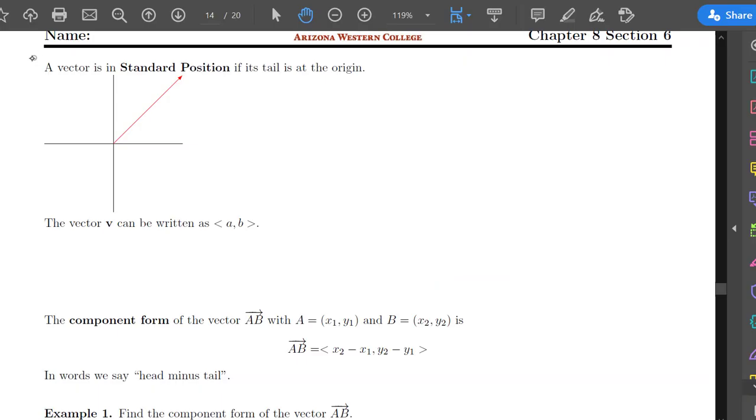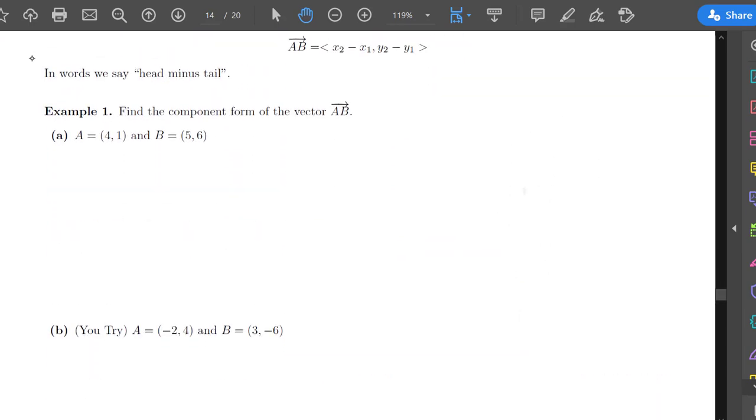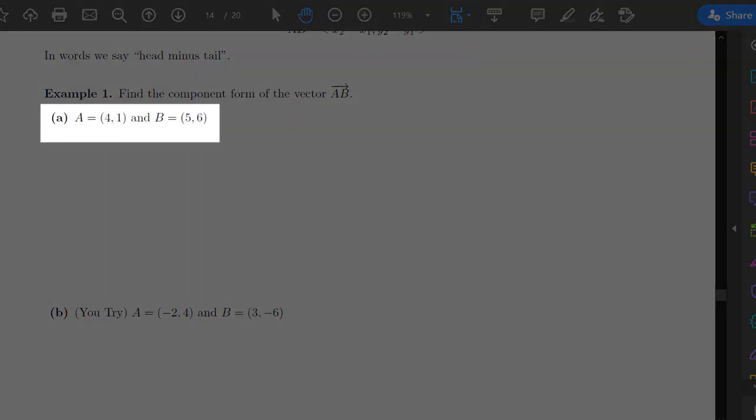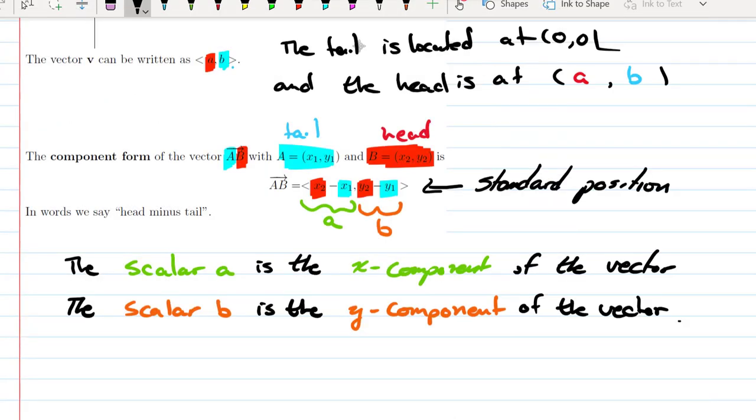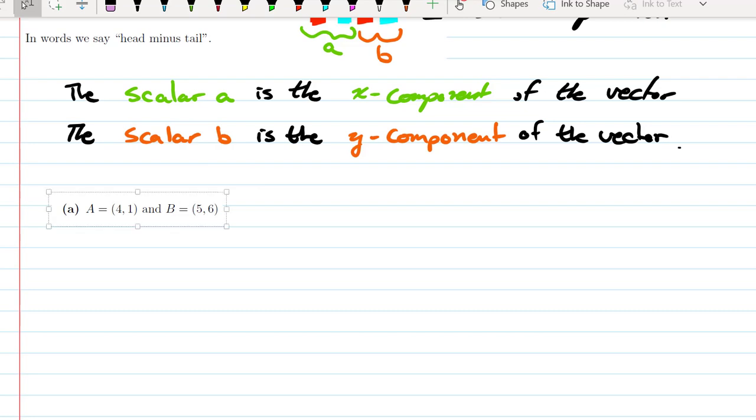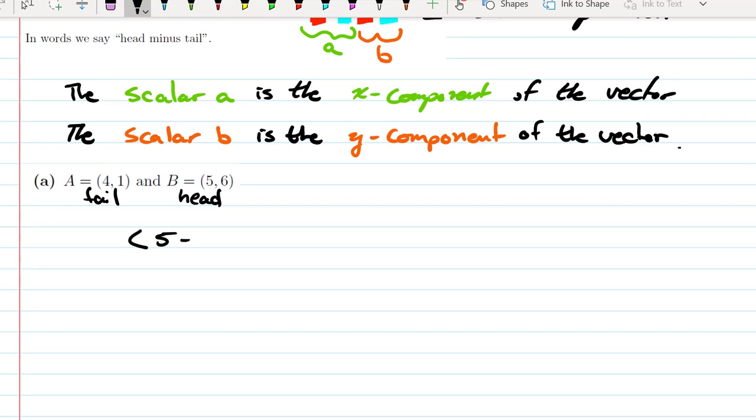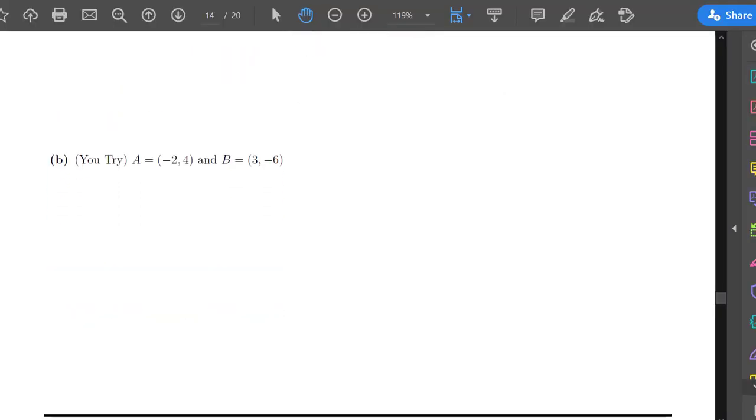Let's take a look at example number 1. So we wish to find the component form of AB. So this is going to be our head, and this is going to be our tail. So our vector is going to be <5 minus 4, 6 minus 1>, which gives us <1, 5>. So that would be our component form of our vector AB. All right, it's now your turn.